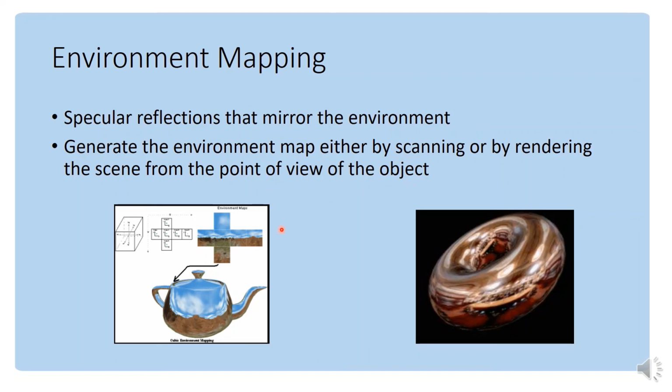If you look at this object here, this is the environment map. You can see there is a texture of the environment, and it is mapped onto this object. So this object will look like it has a reflection that mirrors the environment.